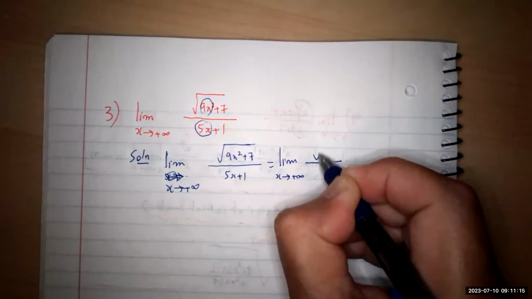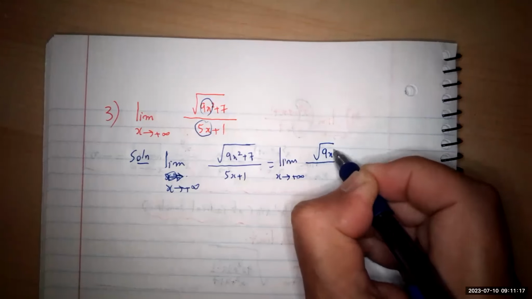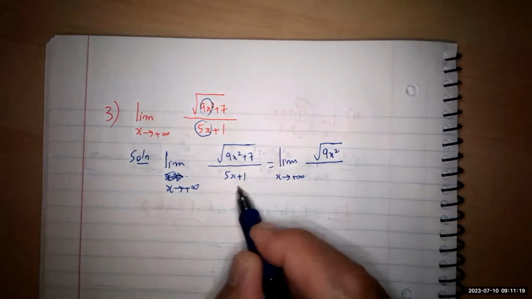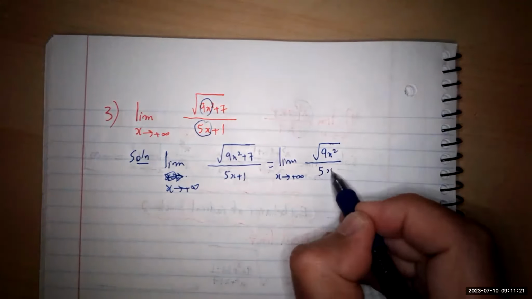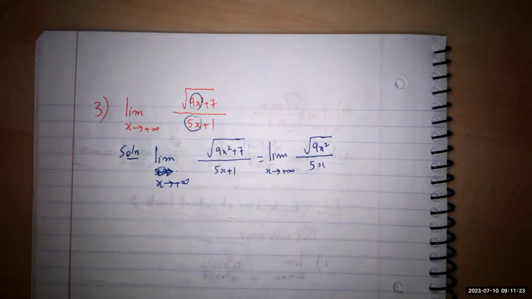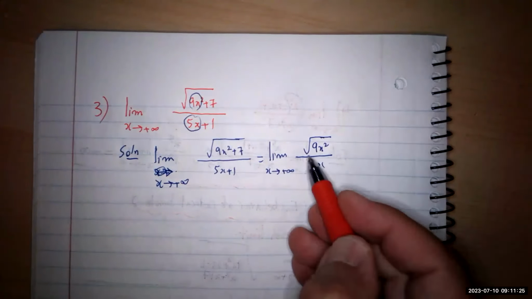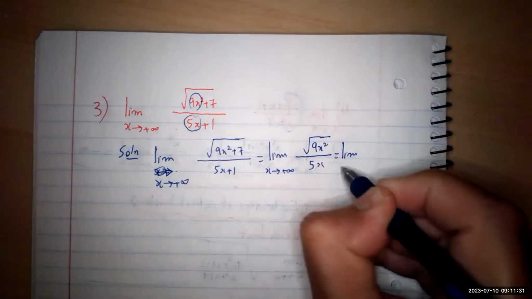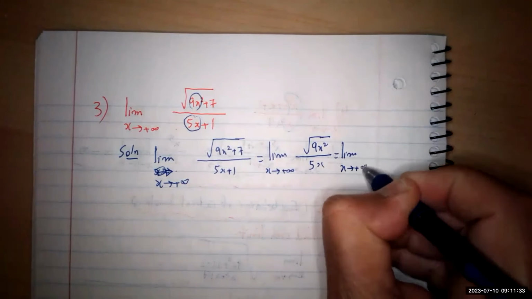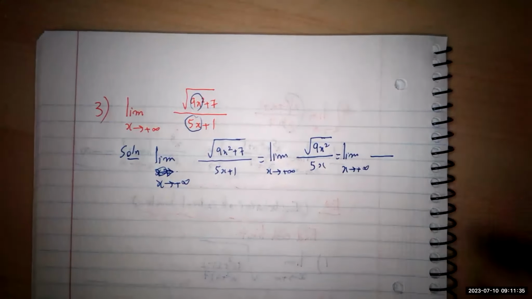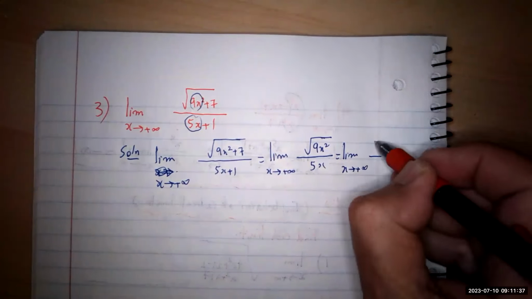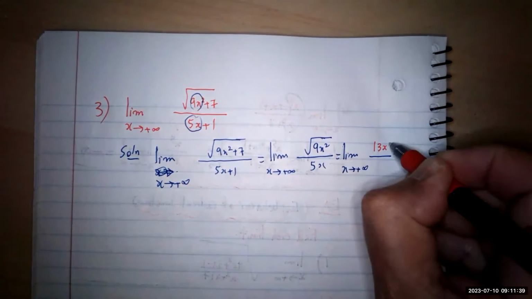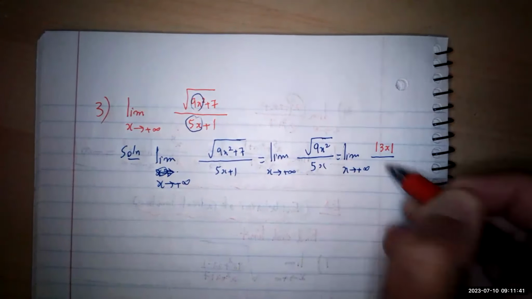So you shrink the inside of the radical into the 9x squared. The bottom one you shrink to the 5x. And make sure you use the absolute value. On the top, it's going to be the limit as x goes to positive infinity. So the top would be the absolute value of 3x. The bottom one would be just 5x.